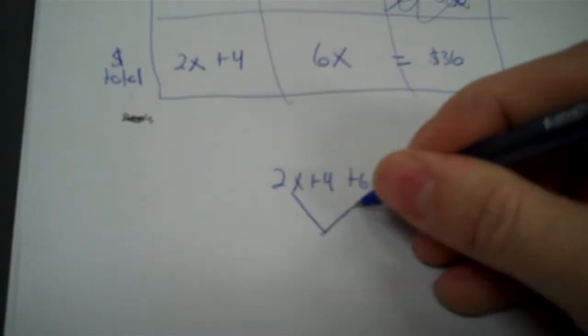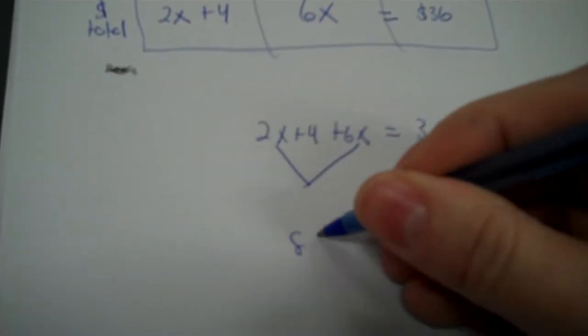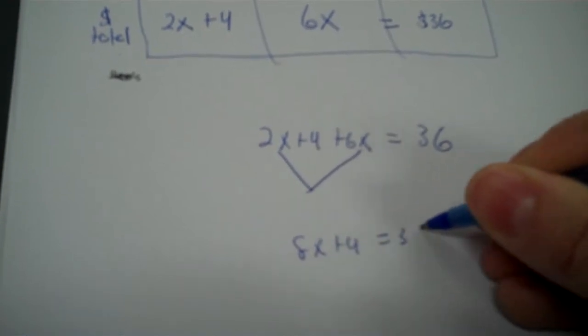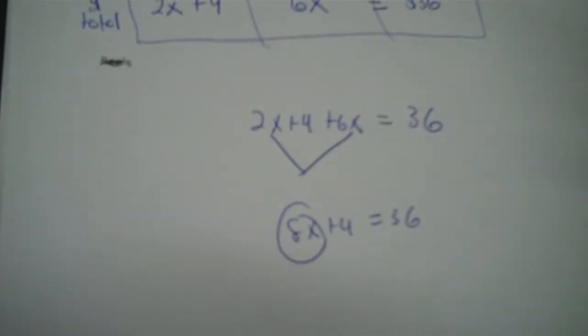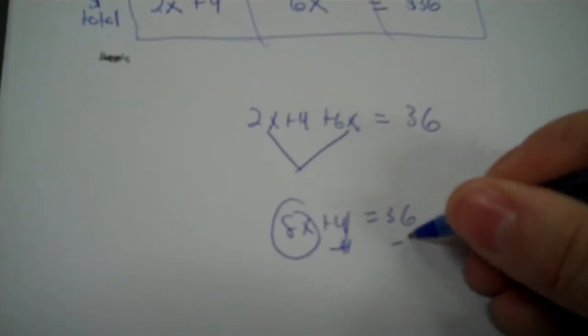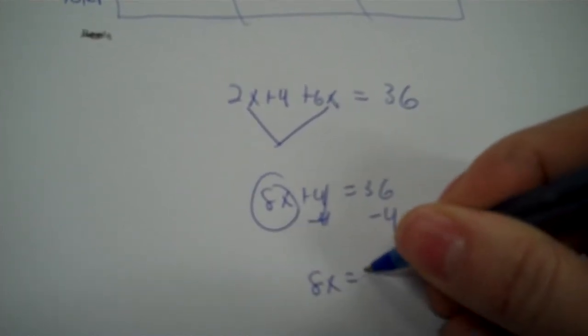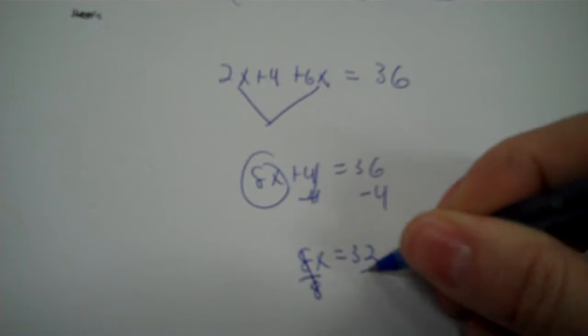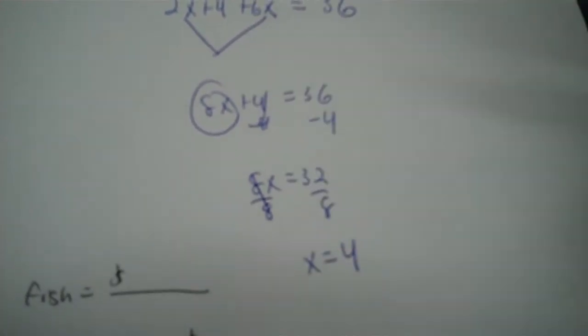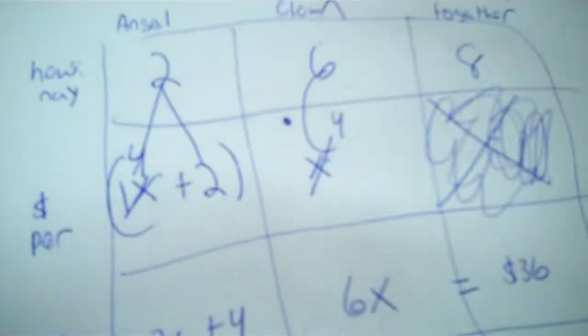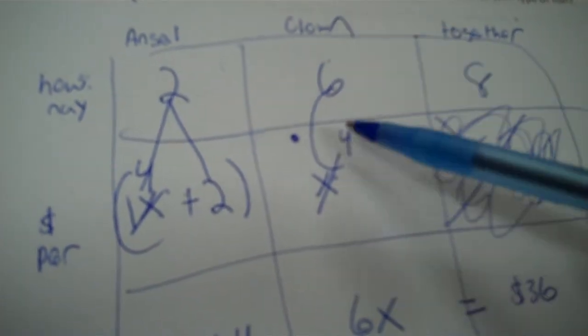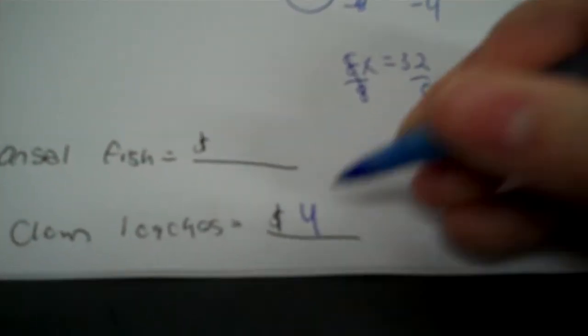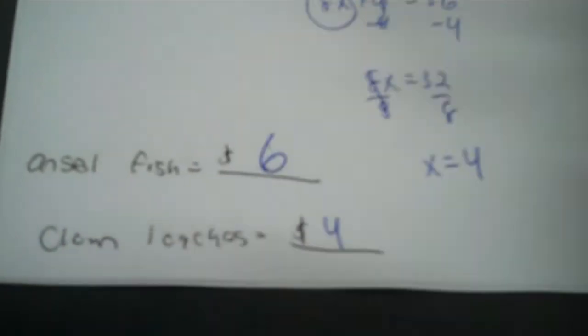Now I make the V because the X's are on the same side, so that's 8X plus 4 equals 36. I get my plus 4 to a 0. I minus 4, and that's 32. And then I divide by 8, and 32 divided by 8 is 4. Now, X is right here. That's your clownfish. So cross out the X's and just replace them with 4 because you just had the answer. So the clownfish costs $4. Now the angelfish costs 4 plus 2, which is 6. Okay, answer.